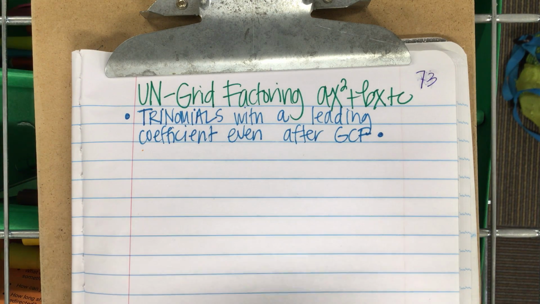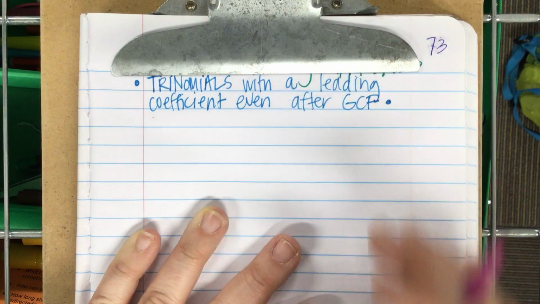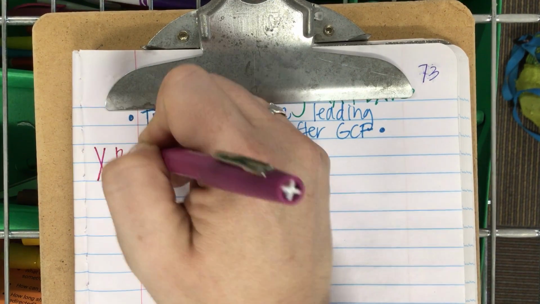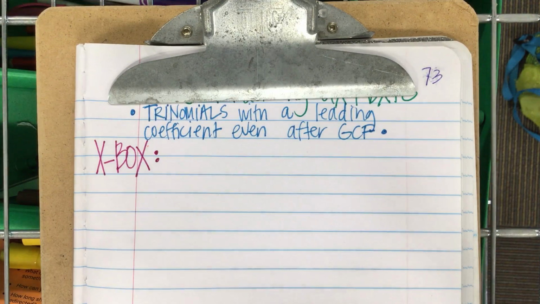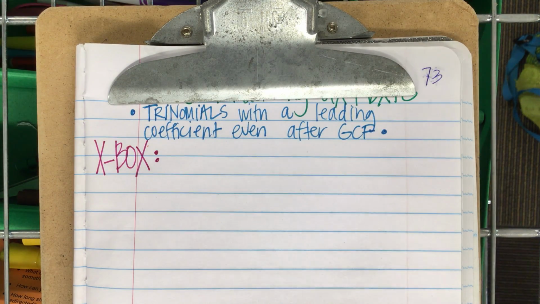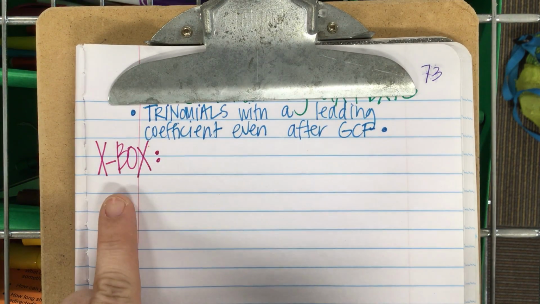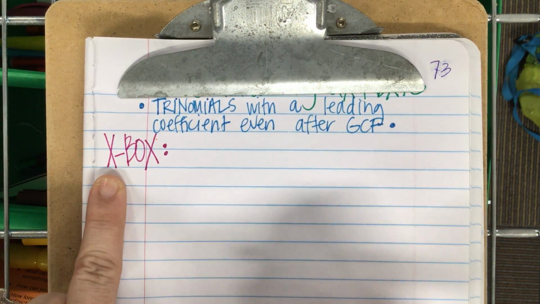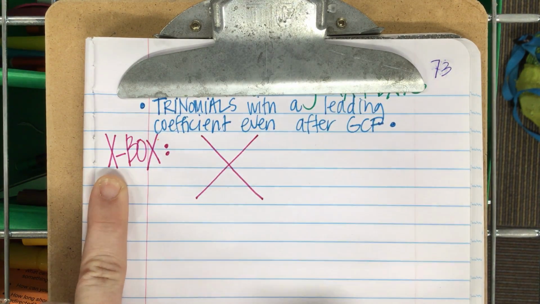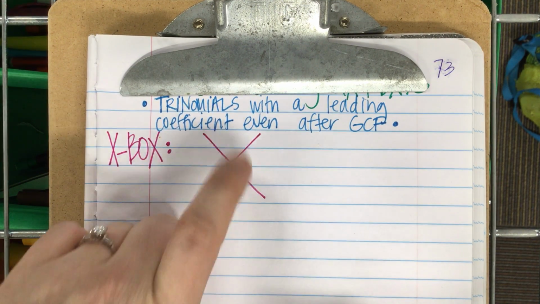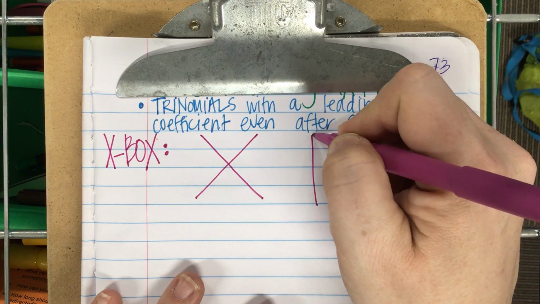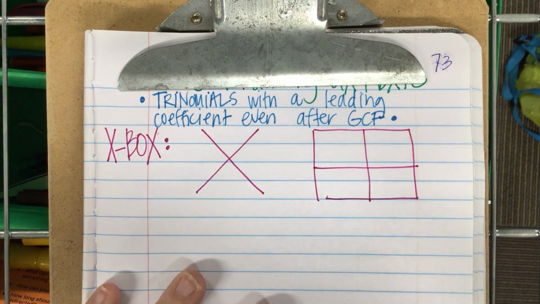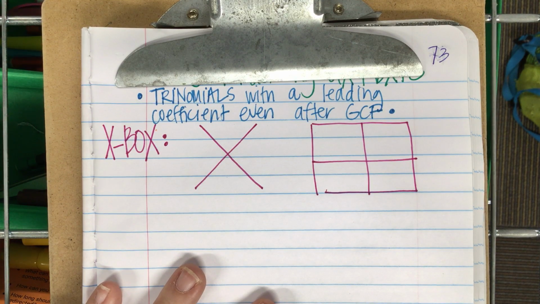All right, so this method, and there are a couple methods, I think this one tends to make the most sense, is called Xbox. It's called Xbox because we make an X in the box. So I'm going to show you the steps, then we're going to write out the steps, then we're going to practice the steps. So you make an X, and it needs to be big enough that you can write in the spaces. And then we make a box, which is really a grid.